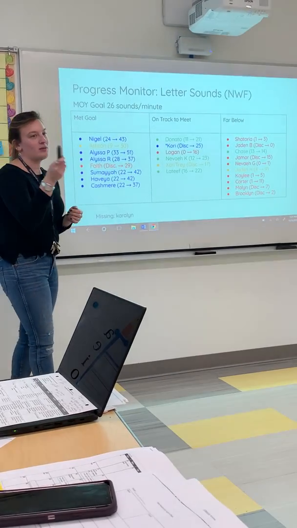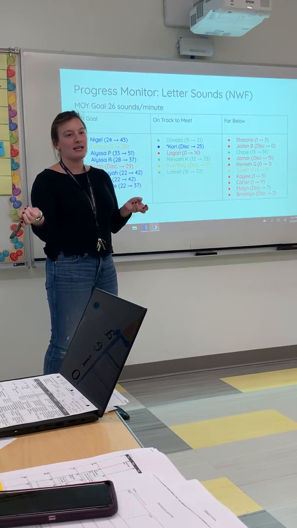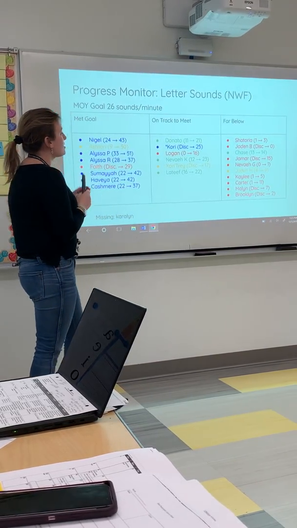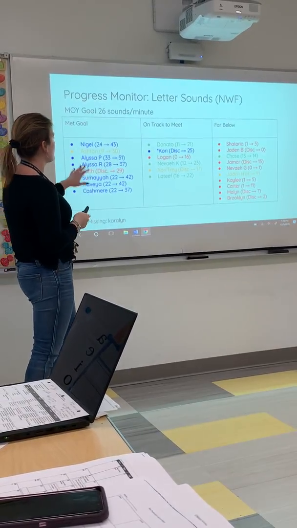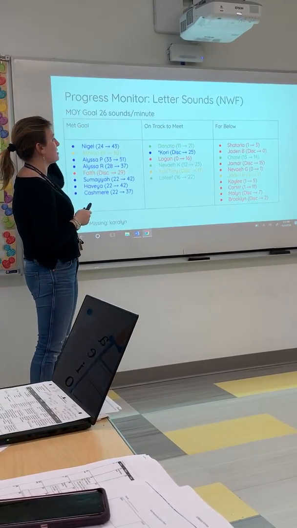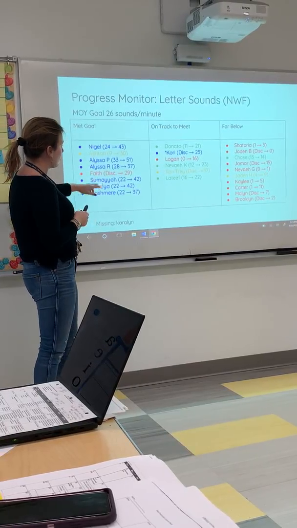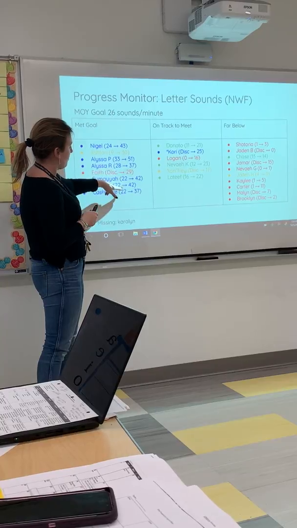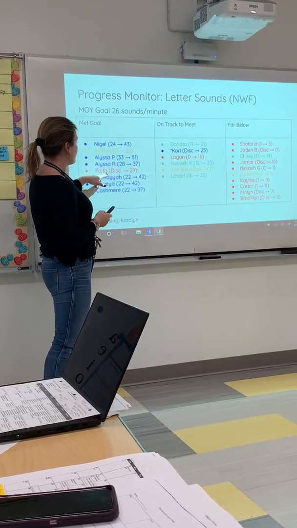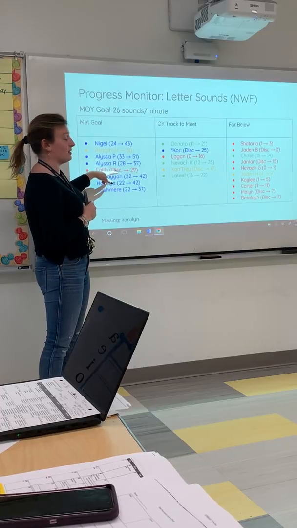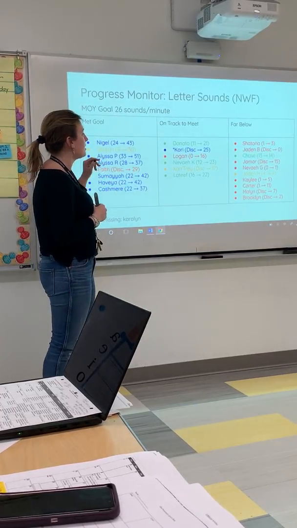We've all been focusing in our group with Mr. Johnson around, as we talked about last week, the nonsense word fluency. With progress monitoring, I have grouped them this way. The MOI goal is 26 sounds per minute in kindergarten. These are the kids who have already met their goals. This is the number they started out with, and this is where they are now, like 24 to 43. This one I thought was awesome. It was discontinued for her at the beginning of the year, and now she's at 29 sounds per minute.